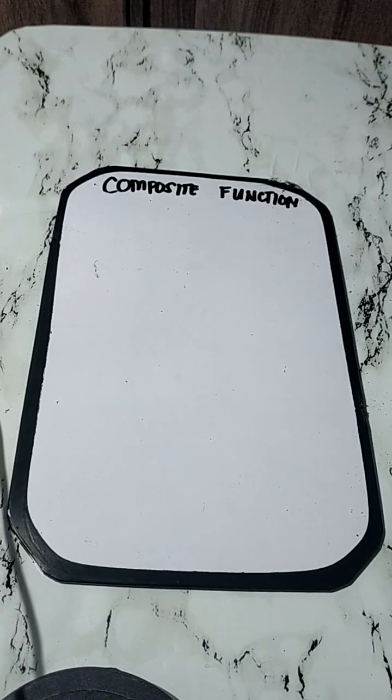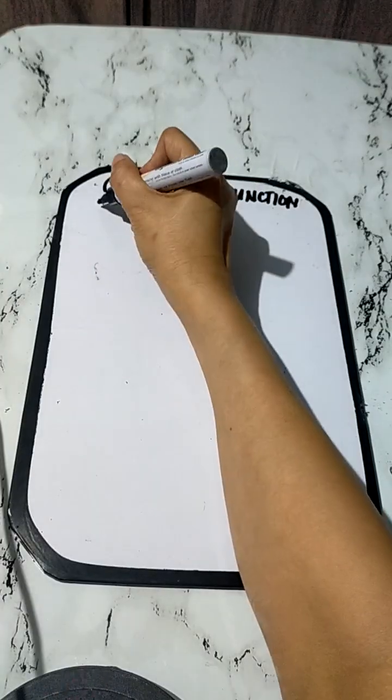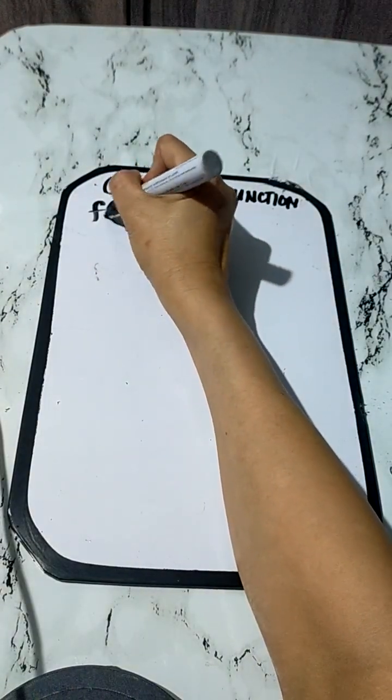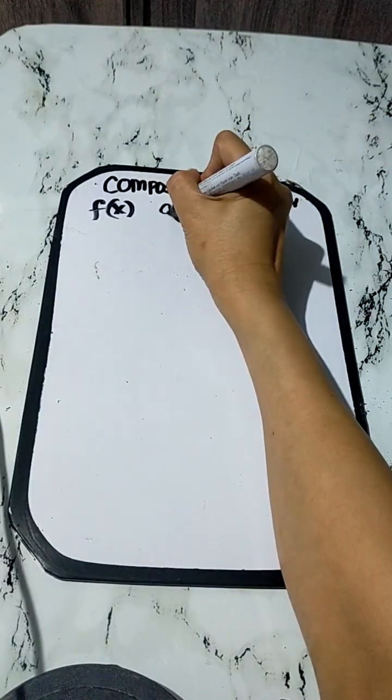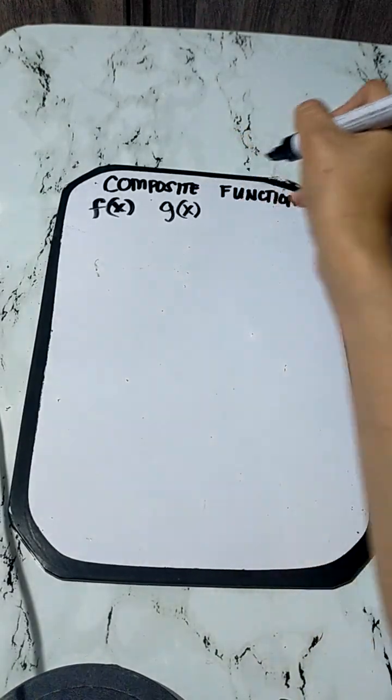Good day, everyone. Our topic for today is a continuation of composition of functions, and our new topic is the composite function. For the composite function class, we still have two functions: f of x and g of x. These are polynomial functions.